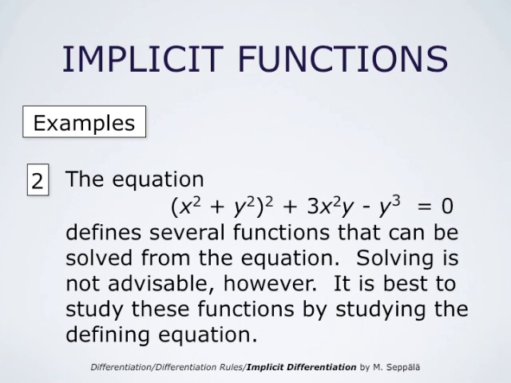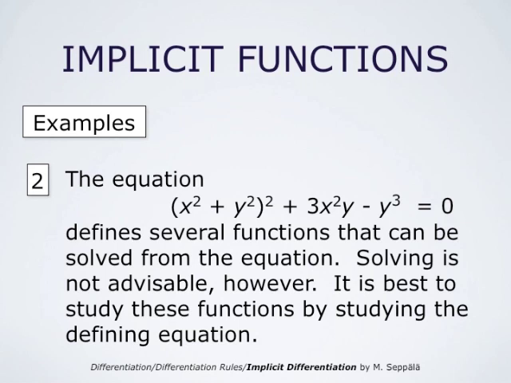The equation (x squared plus y squared) squared plus 3x squared y minus y cubed equals 0 defines several functions that can be solved from the equation. Solving is not advisable, however, because it is very difficult. It is best to study these functions by studying the defining equation directly rather than trying to solve y in terms of x. For y, this equation is of degree 4.